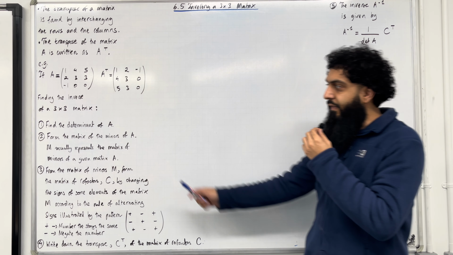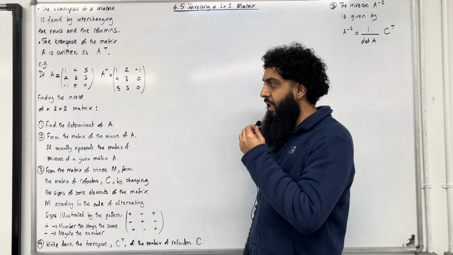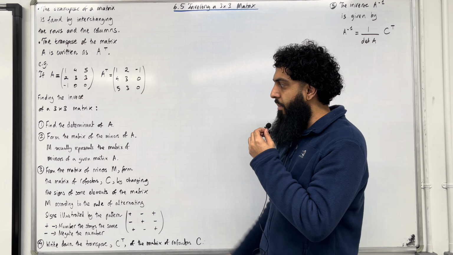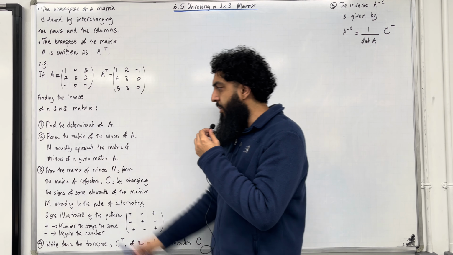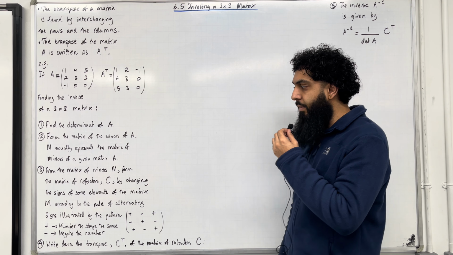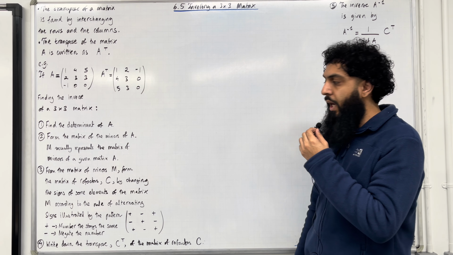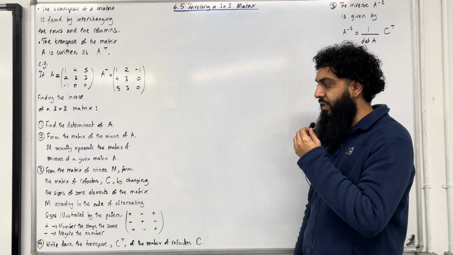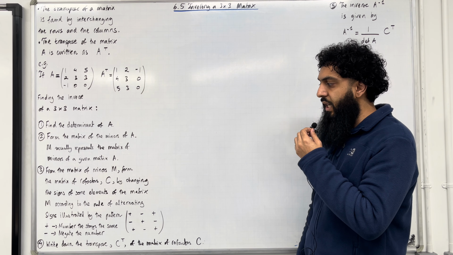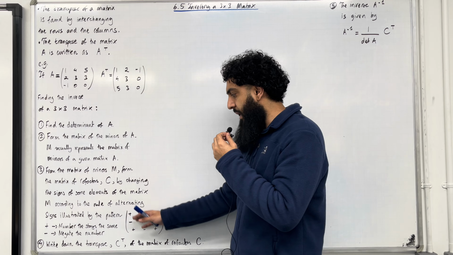Finding the inverse of a 3x3 matrix, there are 5 steps. Step number 1, find the determinant of A. Step number 2, form the matrix of minors of A. M usually represents the matrix of minors of a given matrix A. Step number 3, from the matrix of minors M, form the matrix of cofactors represented by C by changing the signs of some elements of the matrix M according to the rule of alternating signs illustrated by the pattern here.